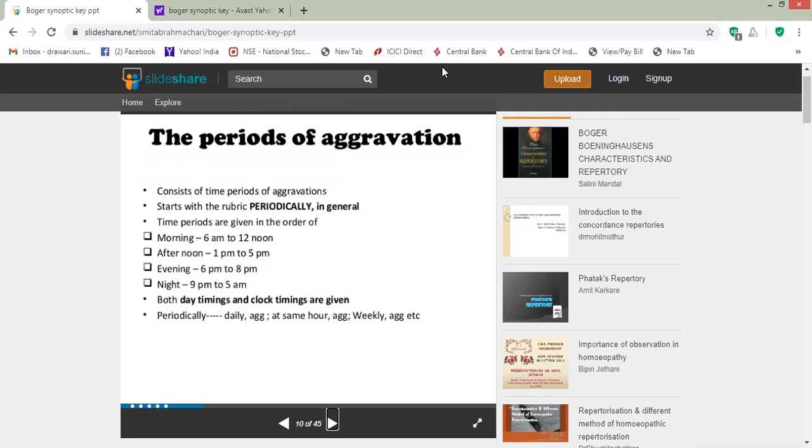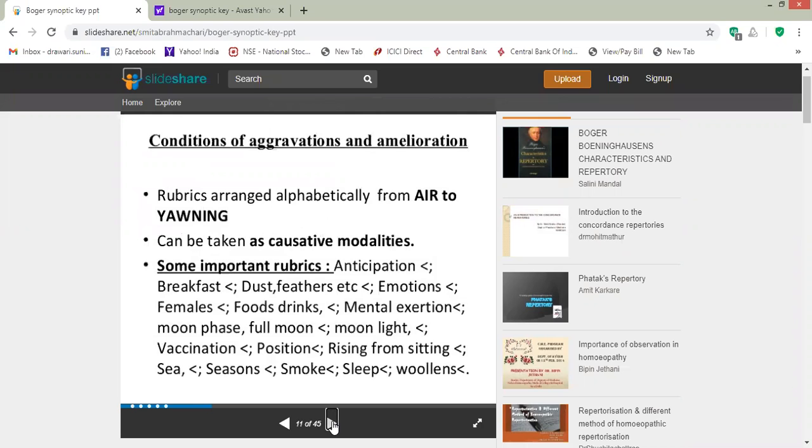Then periodically, that is daily aggravation at the same hour, or weekly aggravation. If there is periodicity, if the complaints are returning after a fixed period, after some fixed hours, after some fixed days, weeks, months. So this periodicity is also given, and this was very helpful to find out the indicated remedy for that particular period.